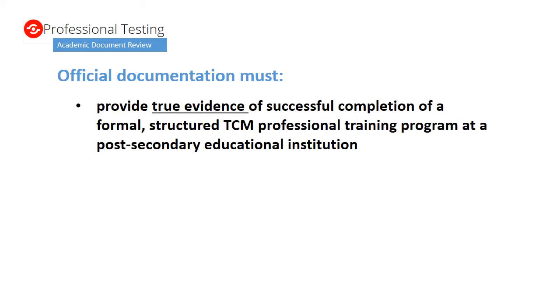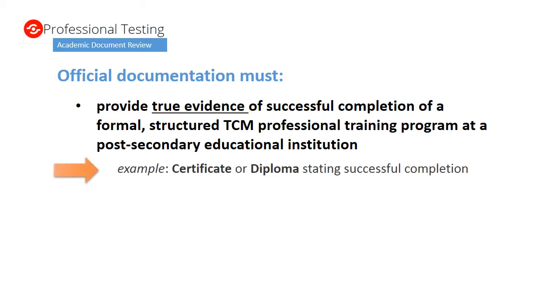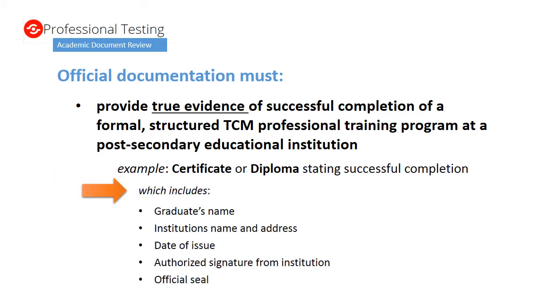First, documentation must provide true evidence that you have successfully completed the program and that your program provided you TCM professional training at a post-secondary institution. The most common evidence to show successful completion is an official and true diploma or certificate from the institution. The certificate must clearly show the information such as your name, the name and location of the institution, the date that it was issued to you, an authorized signature from the institution, and an official seal. See the guide for further details.